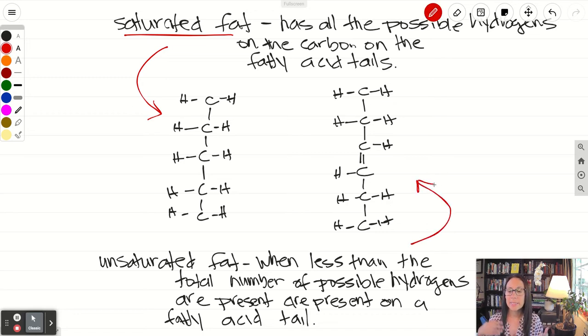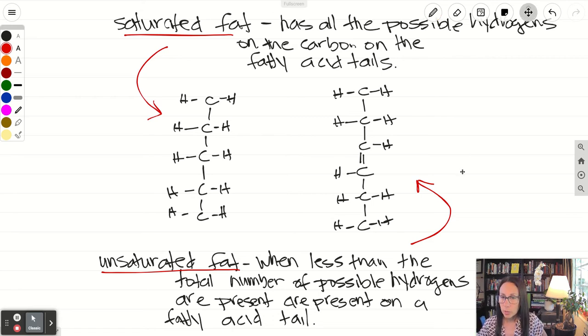That is because it has fewer hydrogens than possible, because of this double bond here between 2 carbons. The double bond just means that the 2 carbons are sharing 2 electrons with each other. That's possible, and that happens. A saturated fat is one where all the hydrogens are there and there are no double bonds between carbons. An unsaturated fat is when not all the hydrogens are saturating the fat, and there's a double bond between some of the carbons. If there's a double bond in any of the fatty acid tails, the fat is considered an unsaturated fat.